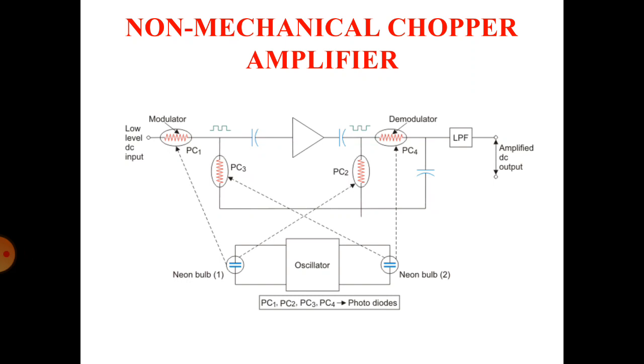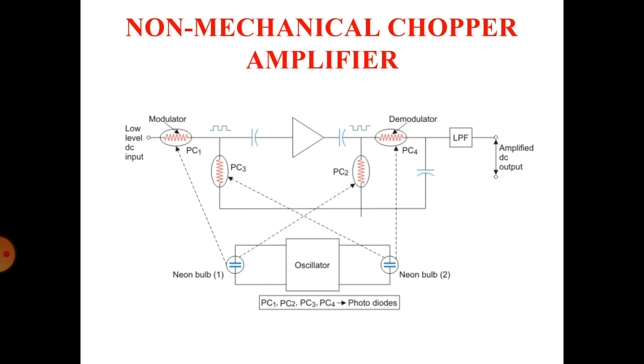So last class we discussed the instrumentation amplifier and the chopper amplifier. Chopper amplifier means chopping a particular signal from the given signal. In the chopper amplifier we have two types: one is the mechanical chopper amplifier, and the next one is the non-mechanical chopper amplifier.